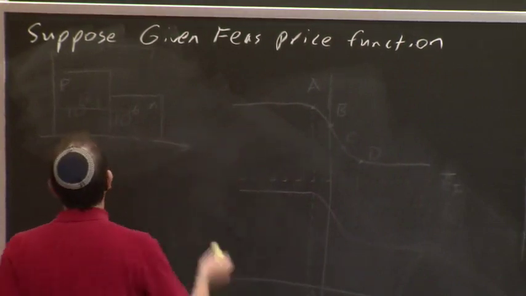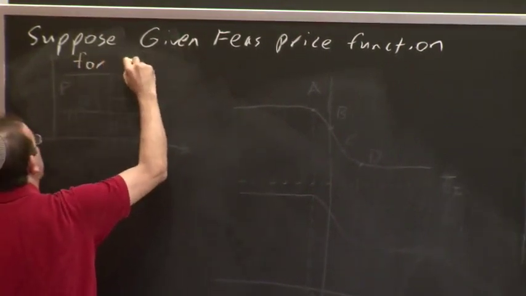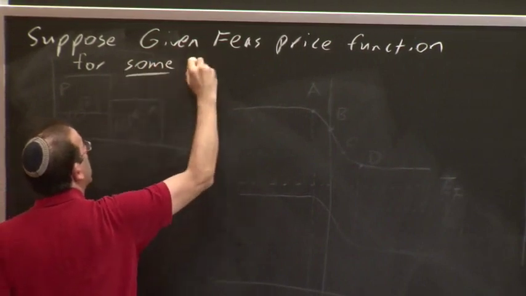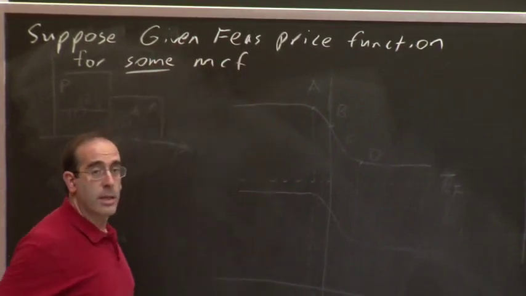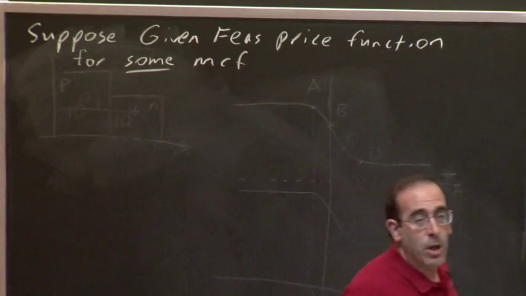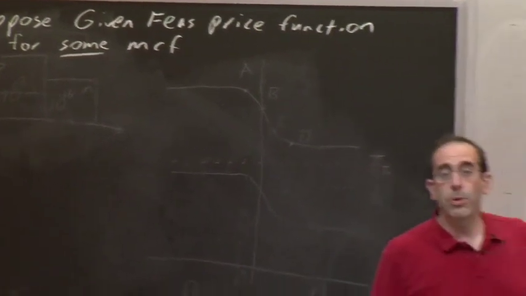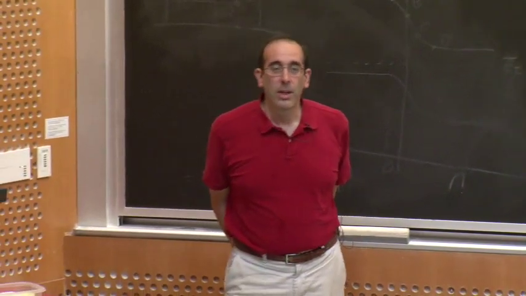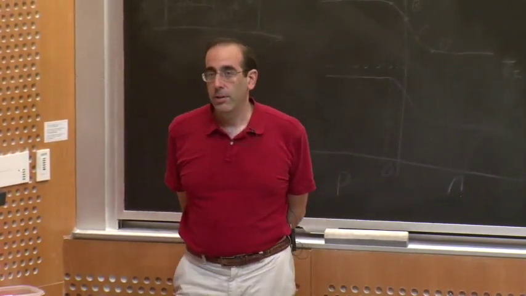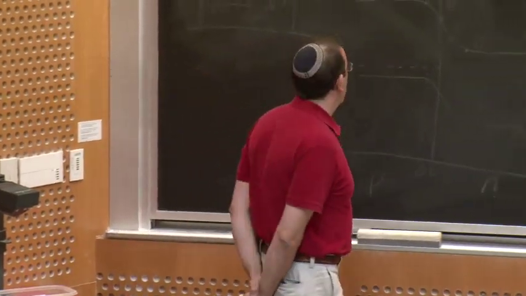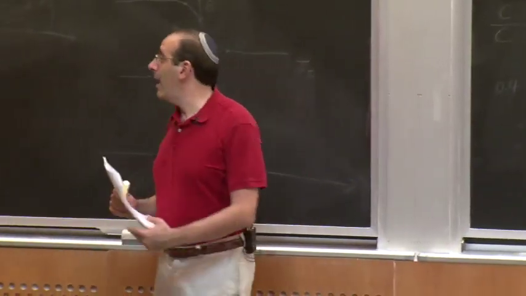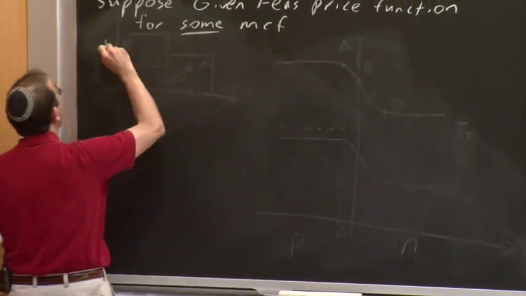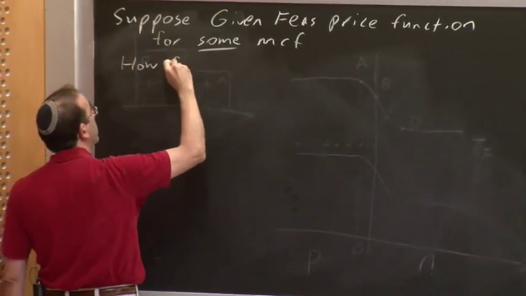Okay. For some optimal flow. Okay, so somebody went away, they computed a min cost flow, they found a feasible price function corresponding to that min cost flow, and then they just told us the price function. They didn't tell us the flow. How do we find a corresponding optimal flow?